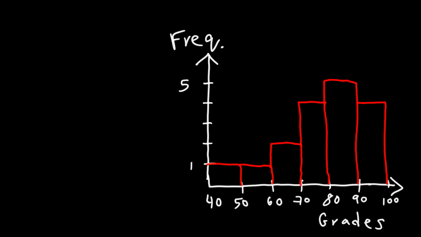Now, what is the mode for this particular data? The mode is basically the range, in this case, with the highest frequency. So most students received a score between 80 and 89. And so that range would be the mode for this particular histogram.